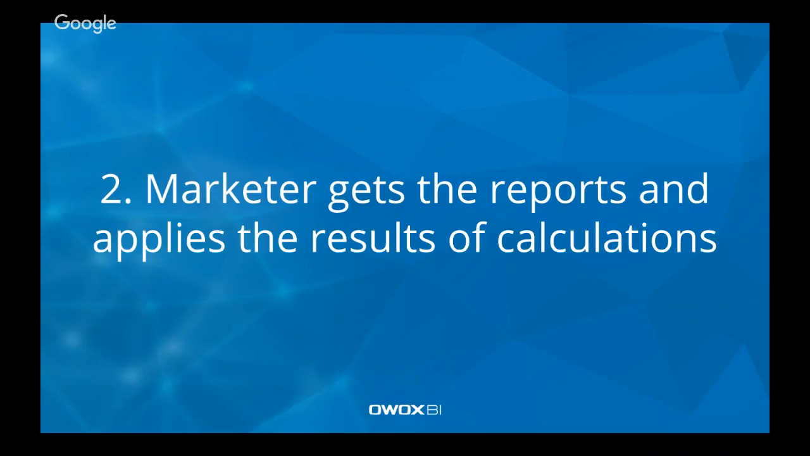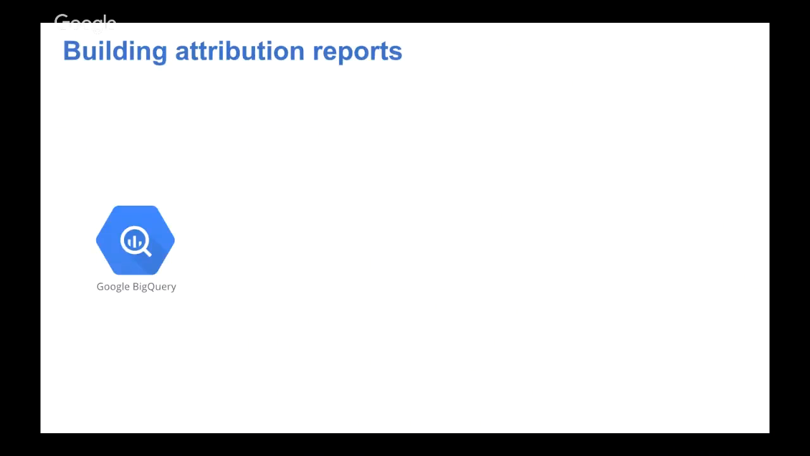So then we run the calculations and the marketer gets the reports, and we'll show you how to apply the results of those calculations. There are three ways to visualize data after the calculations have been made. As I said, the service works 100% in Google Cloud. So in the end, even if you access the reports from the interface, the data is still in your dataset in Google BigQuery.